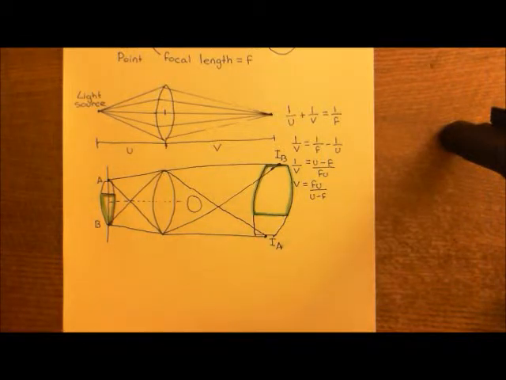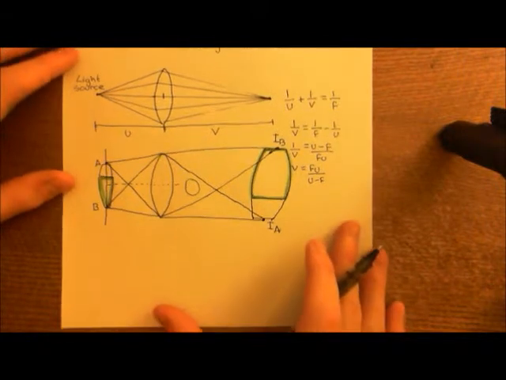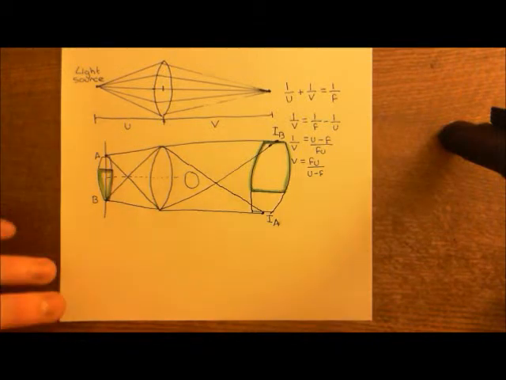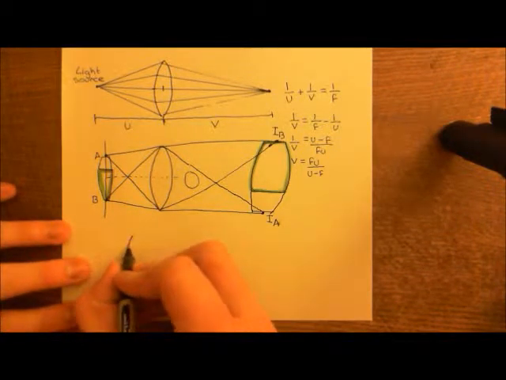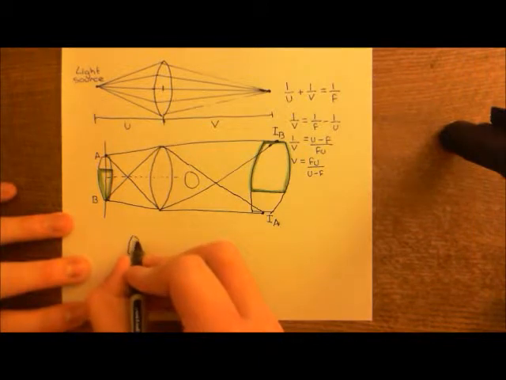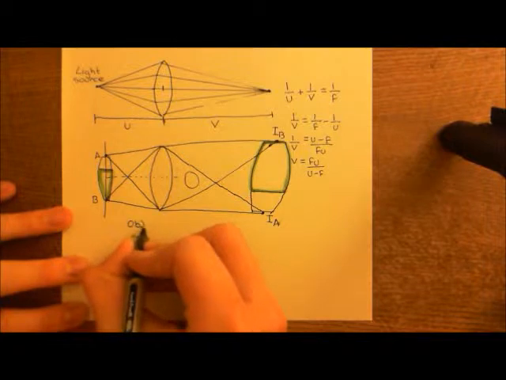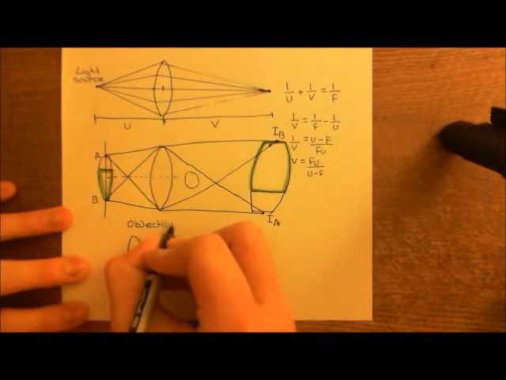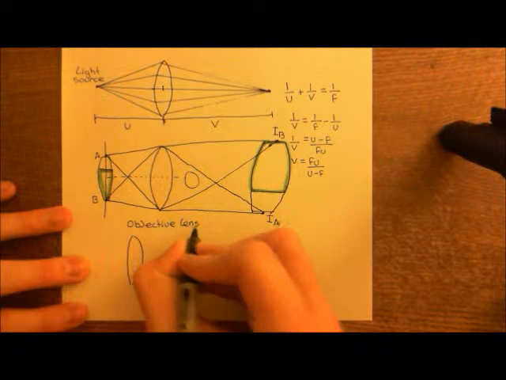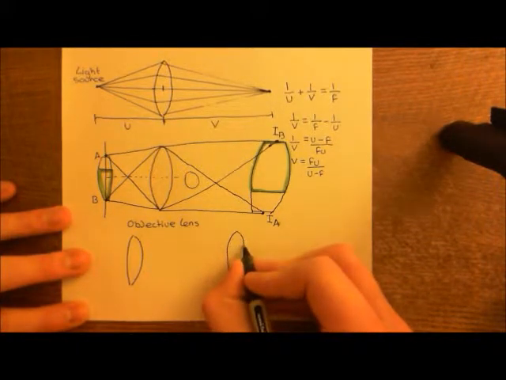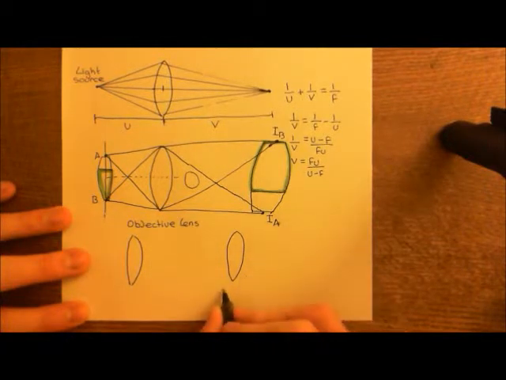So what we're going to talk about is compound light microscopes. Compound light microscopes contain two lenses. They contain what's called an objective lens, and then they also contain an eyepiece lens. So you have one lens here which is called the objective lens, or simply the objective. And then you have another lens further back, which I'll put here, which is known as the eyepiece lens.